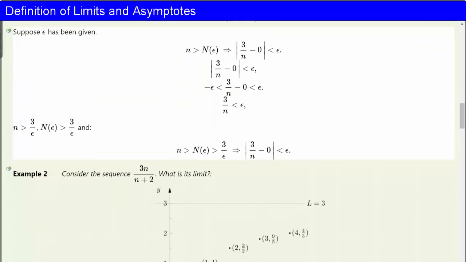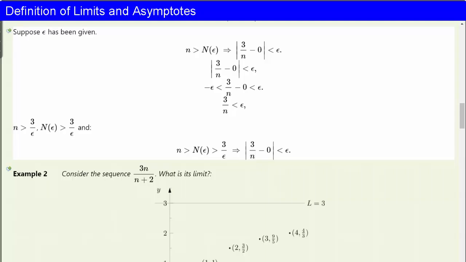Now we can go on this way, selecting a specific value of epsilon and showing that we can find a value N that works for that epsilon. Or we can use the power of mathematical symbolism to deal with all values at once. Being lazy, I opt for the latter. Suppose epsilon has been given. We want to establish a formula for N, depending on epsilon, so that when n exceeds capital N of epsilon, the absolute value of 3 over n minus 0 will be less than epsilon.